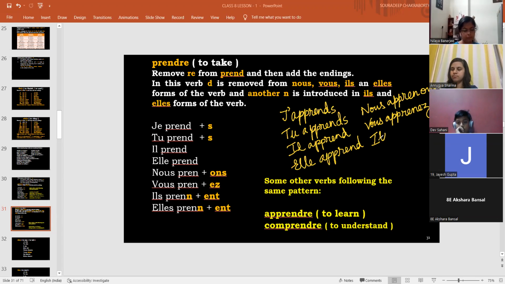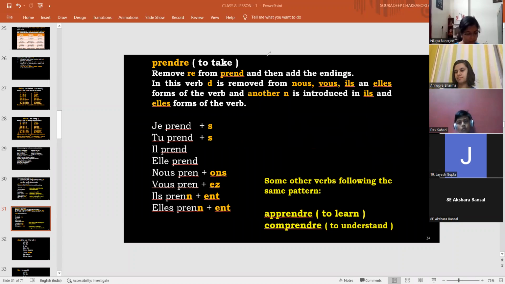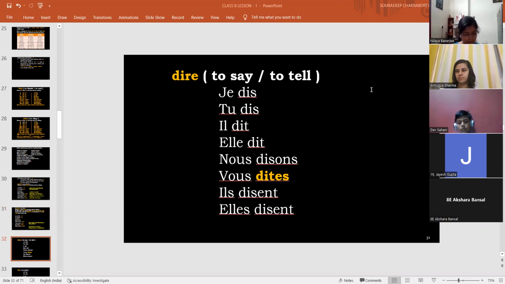Next is ils apprennent. A-double-P-R-E-N, and then we are adding one more N, and then E-N-T. Ils apprennent. And then elles apprennent. A-double-P-R-E-N-N-E-N-T. Elles apprennent. Got it? Okay. So, clearing it, we are going to enter the next subgroup.